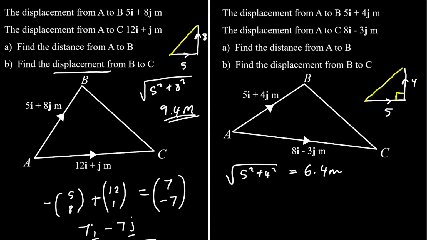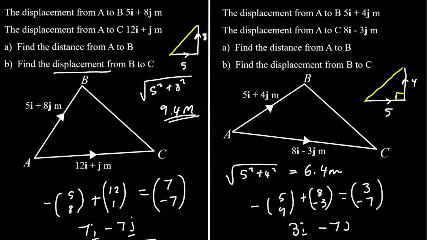Find the displacement from B to C. So to go from B to C, we're going to go backwards along A to B, so minus the 5i plus 4j, and then forwards along A to C, so plus 8i minus 3j. So minus 5 plus 8 is 3. And minus 4 minus 3 is minus 7. So it's 3i minus 7j.